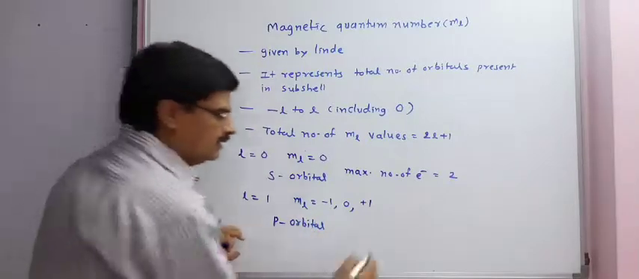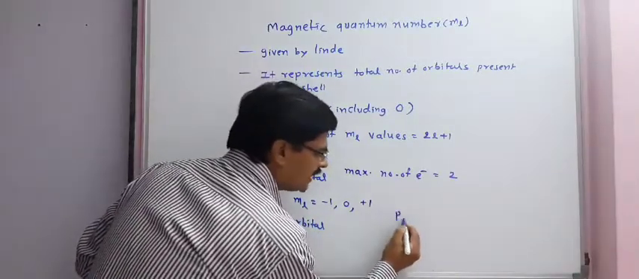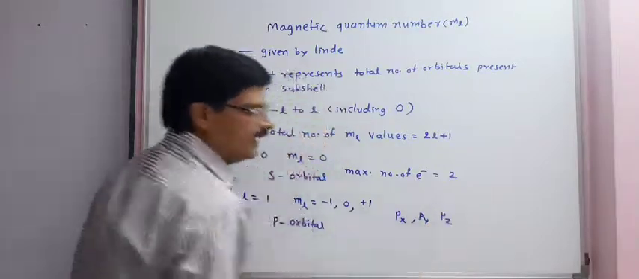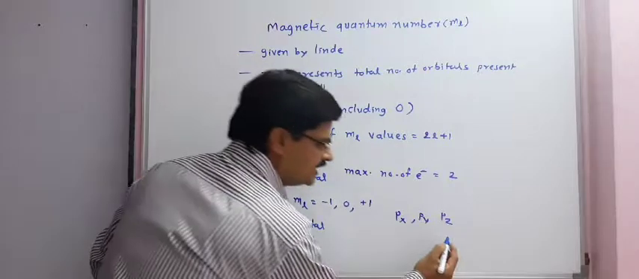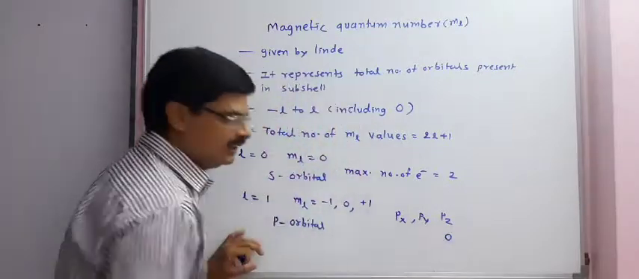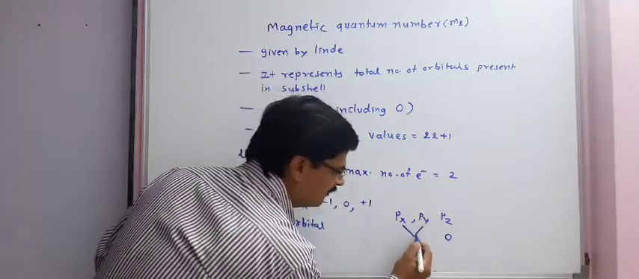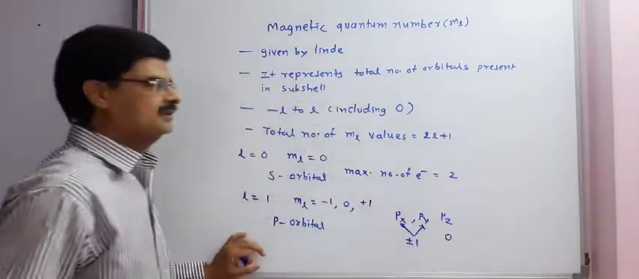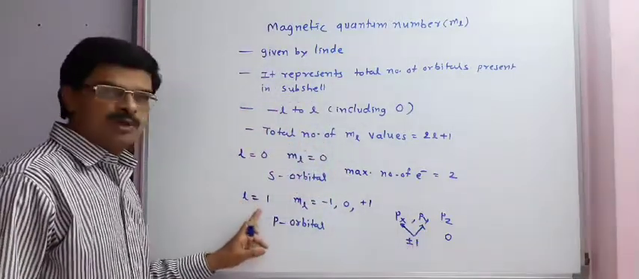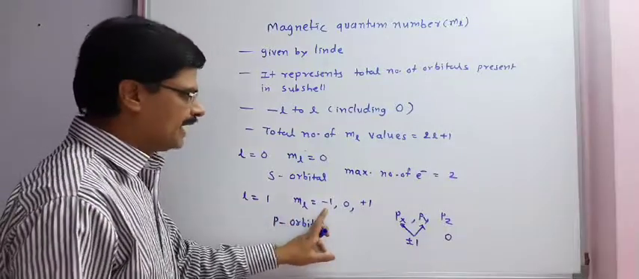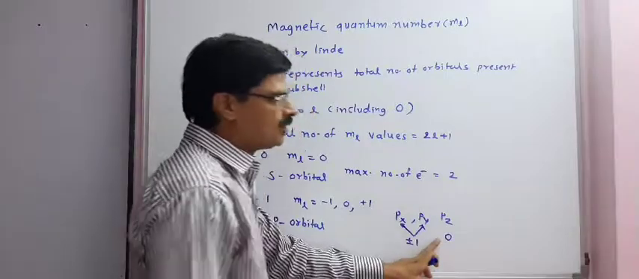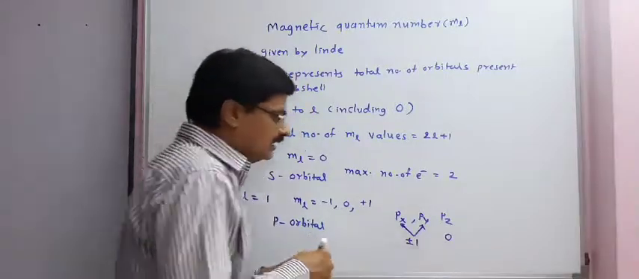P orbitals are of three types: px, py and pz. The ml value for pz is 0, and for px and py we can take +1 or -1. So if L is equal to 1, then ml values are -1, 0 and +1, and we get a total number of electrons equal to 6.